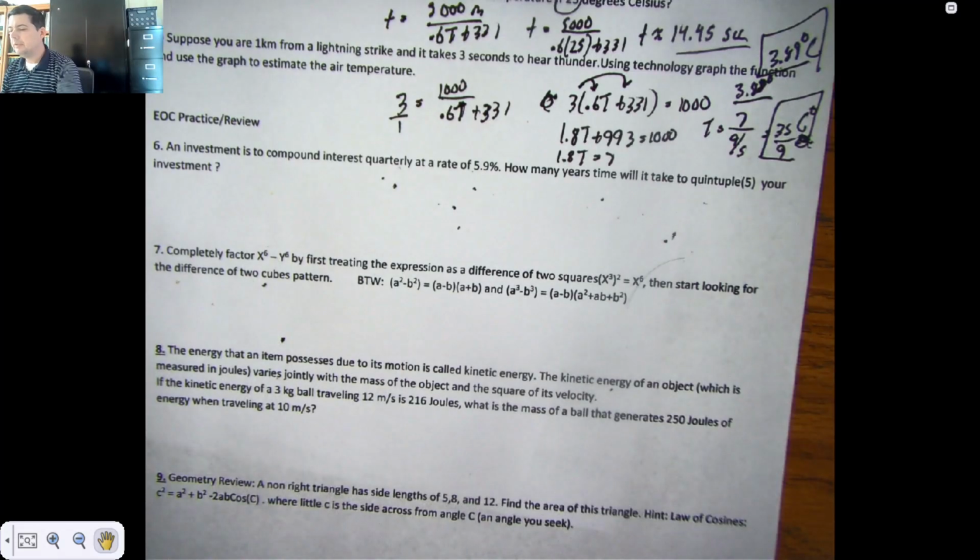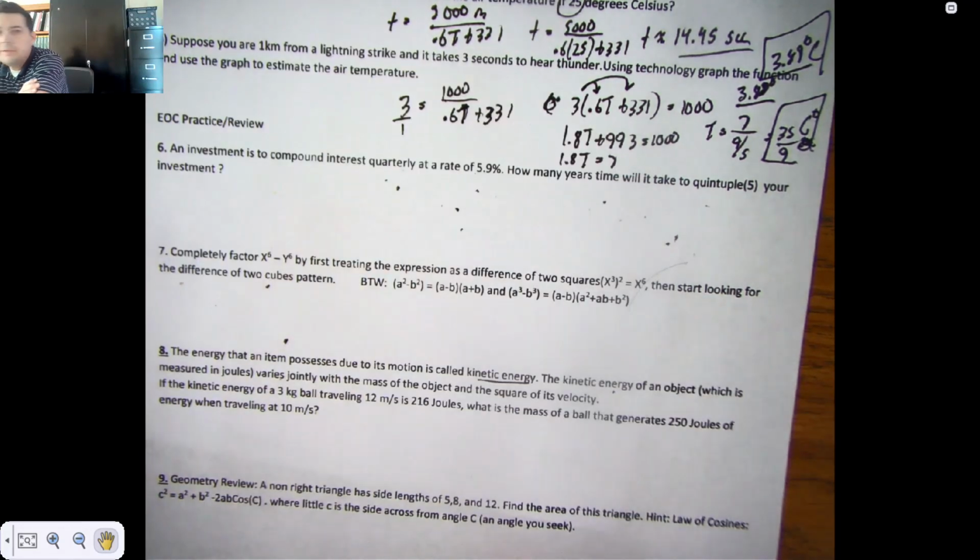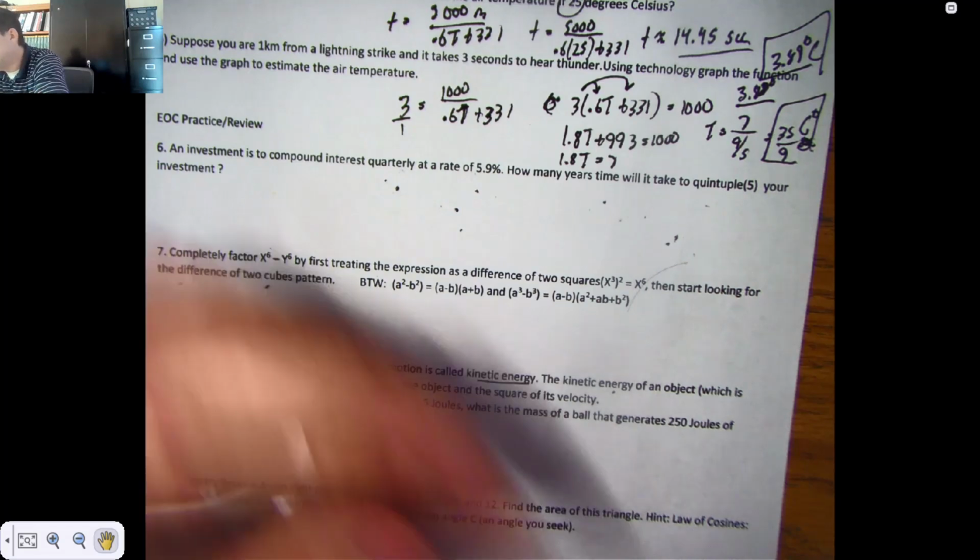What's up next? Number 8. The energy an item possesses due to its motion is called kinetic energy. You learned that in middle school. Kinetic energy of an object, which is measured in joules, you probably didn't learn that, varies jointly with the mass of the object and the square of its velocity. I skipped this section with y'all. Varies jointly.